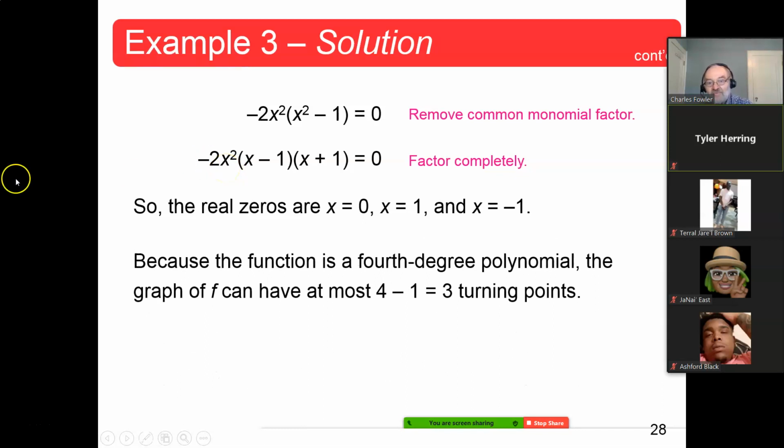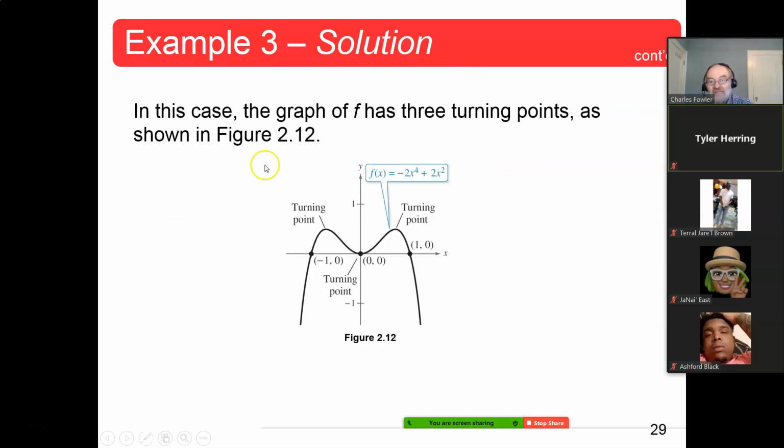Okay? Because the function is a 4th degree polynomial, the graph of f can have at most 3 turning points. And we see when we graph it, it will have 3 turning points. Okay? And here's why. In this case, the graph has 3 turning points. It crossed the 0 here at minus 1, 0. Then it had a double 0 at 0, 0. And then it had another 0 at 1, 0. So you had a turning point here, a turning point there, and a turning point there.